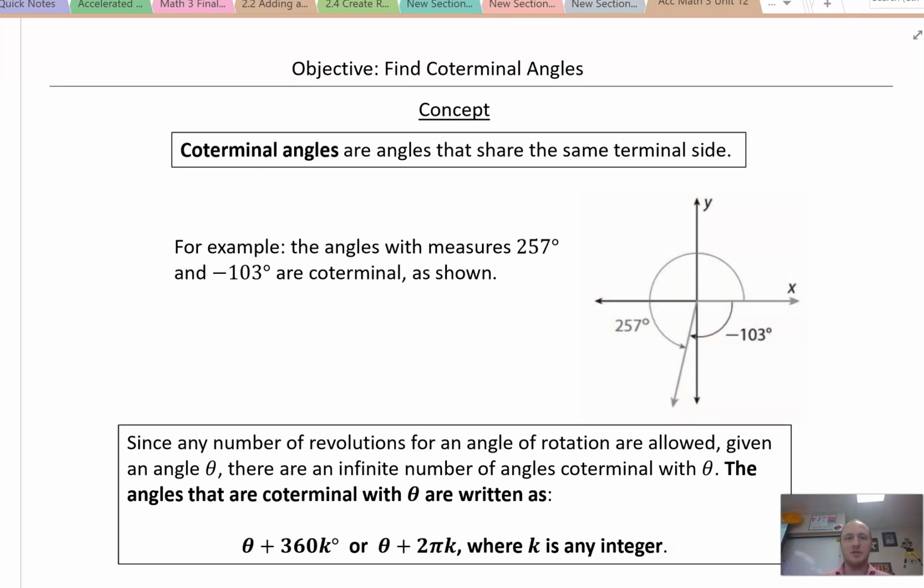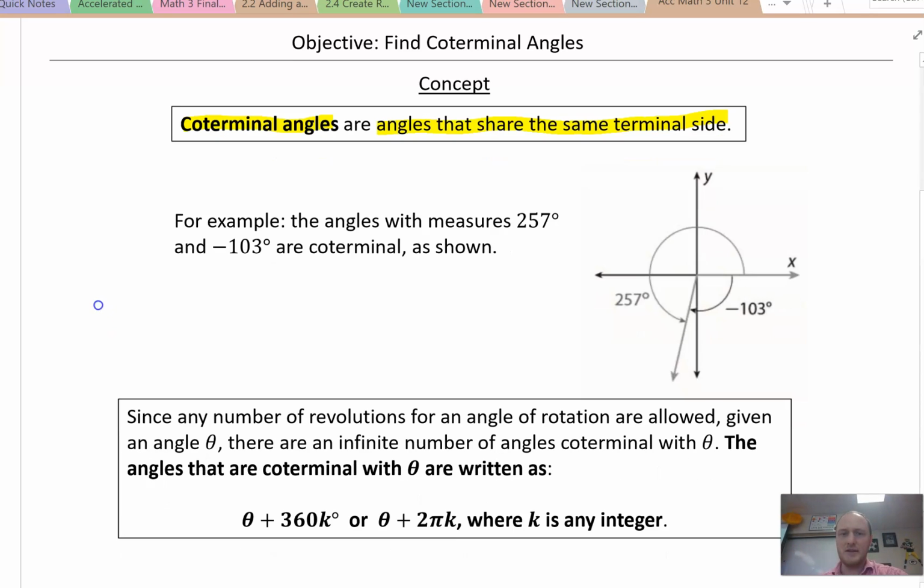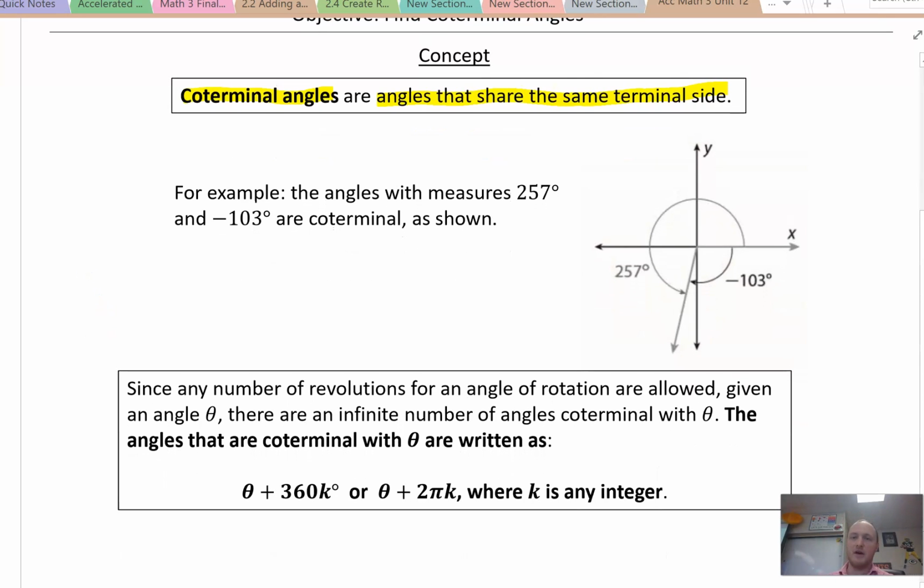Okay, so here's the definition of a coterminal angle. Coterminal angles are angles that share the same terminal side, right? Just where they end. And here's a visual example. I have the angle measure 257 degrees. So it goes around and it ends here, right? That is the same angle as if I went in the negative direction, -103 degrees, because they end in the same exact location. They share a terminal side, so that makes them coterminal.